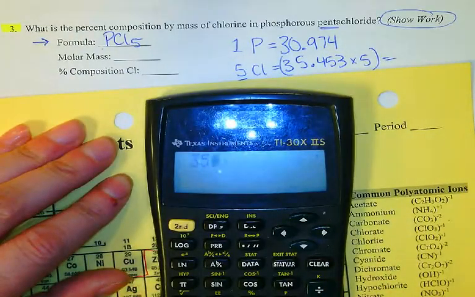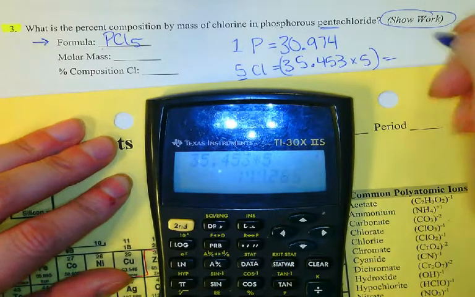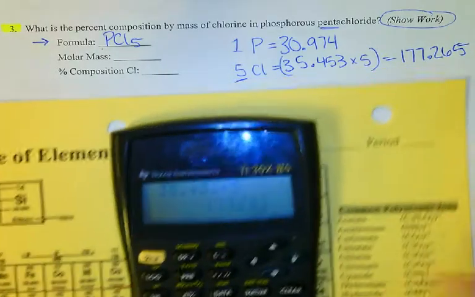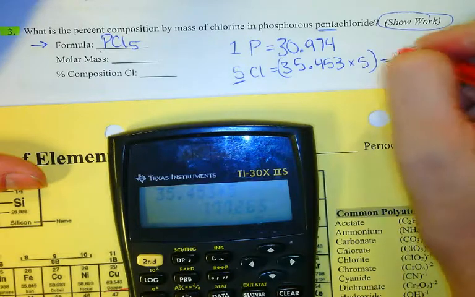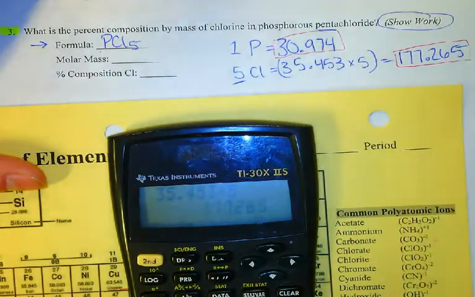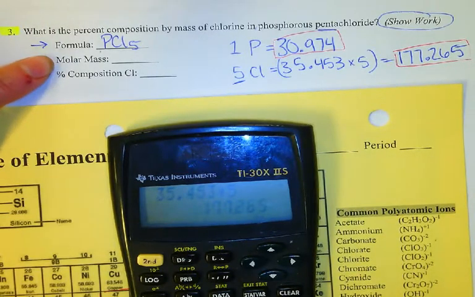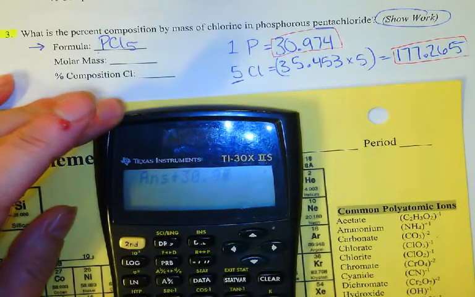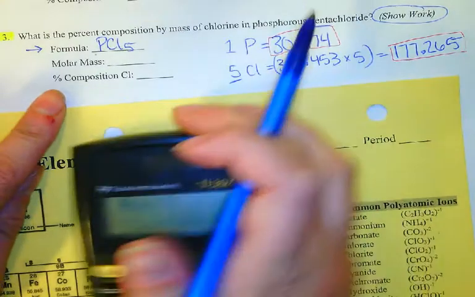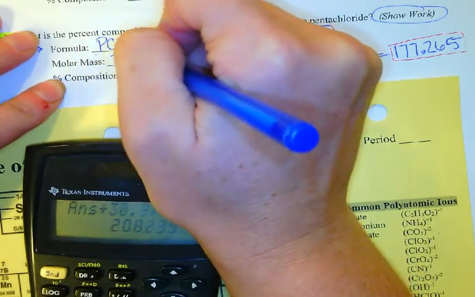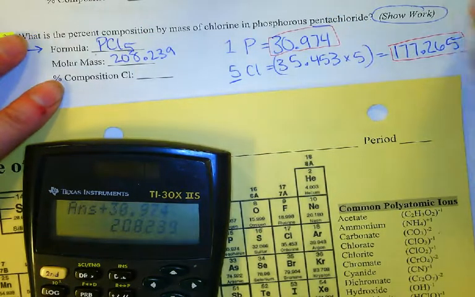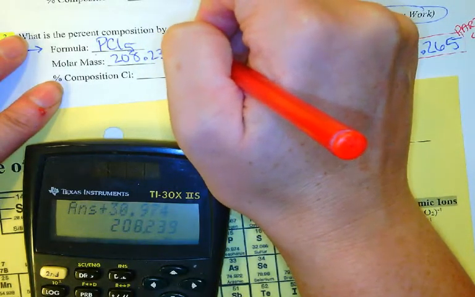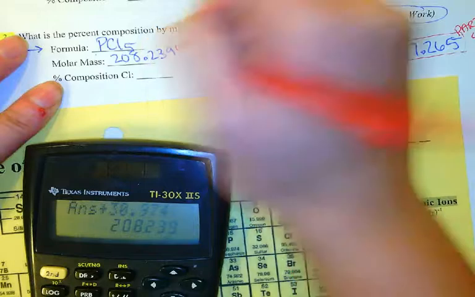So I can add that in. 35.453 times 5 is 177.265. So this now becomes my part, that's chlorine, and this is my part, that's phosphorus. But they're asking me for the entire molar mass, so I need to add my 5 chlorines right here, plus 30.974, means my whole molar mass, 208.239. So this is the part, that is Cl, and this would be the whole.